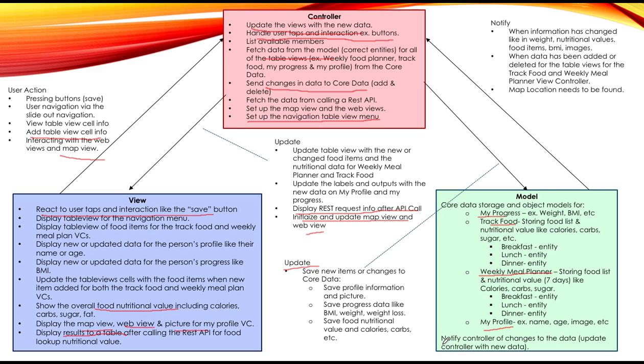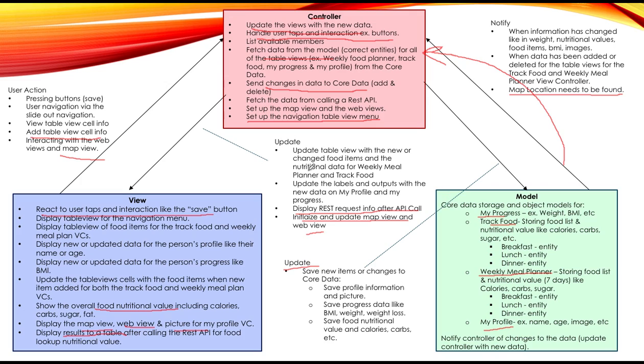And then the model also notifies the controller of changes to the data, which will update the controller with new data. So the model will notify the controller when information has changed, like the weight, nutritional values, or when data has been added or deleted. And lastly, when the map location needs to be found.